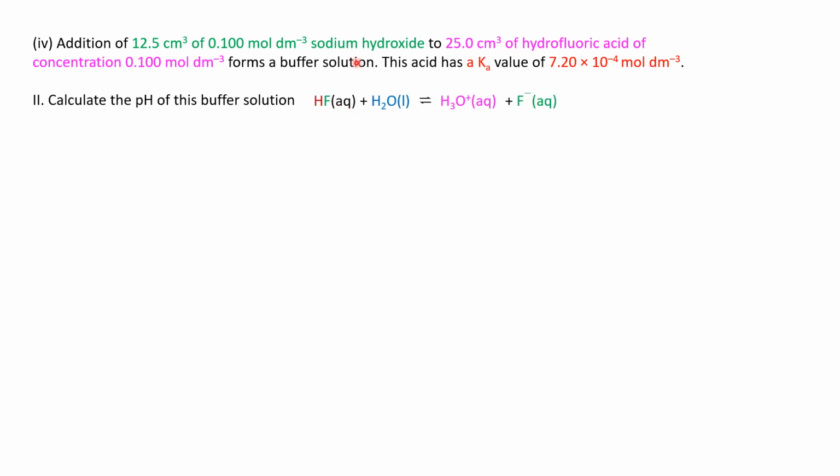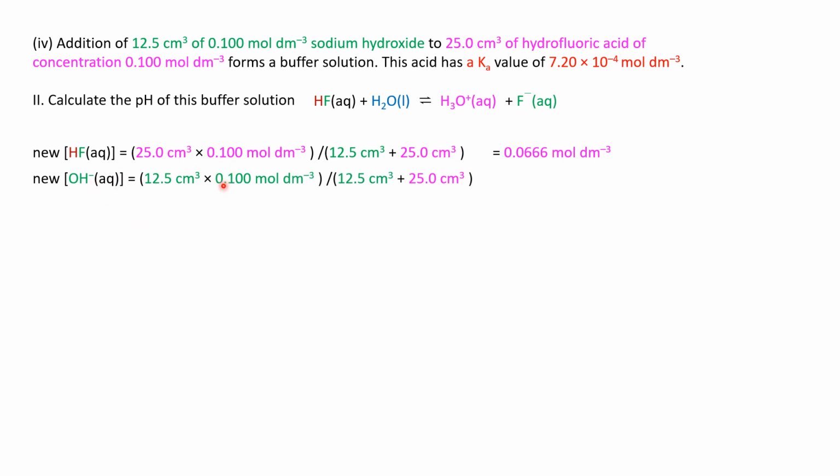Well, here's the equation of interest in the buffer solution. We need HF and we need F-. The new HF concentration: we took 25 cubic centimeters of 0.1 molar, but now it's diluted to 12.5 plus 25 cubic centimeters. Its new concentration is 0.0666. For the sodium hydroxide that we added, remember every bit of the sodium hydroxide added neutralizes HF, turning it into fluoride. So that's 12.5 cubic centimeters times 0.1 moles per cubic decimeter, and we got 12.5 plus 25 again as the new volume, and that's 0.0333.